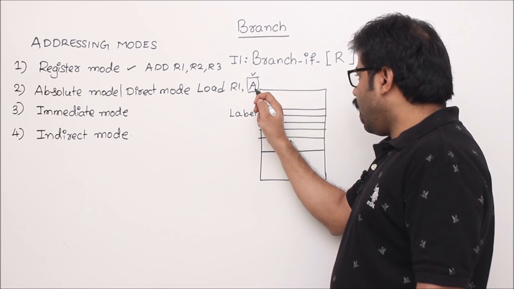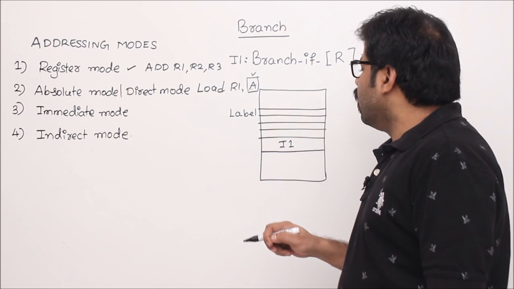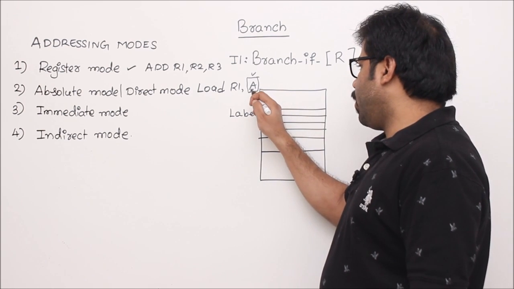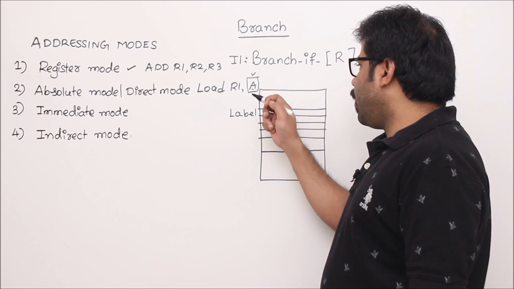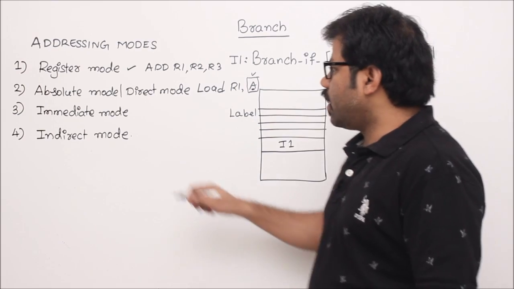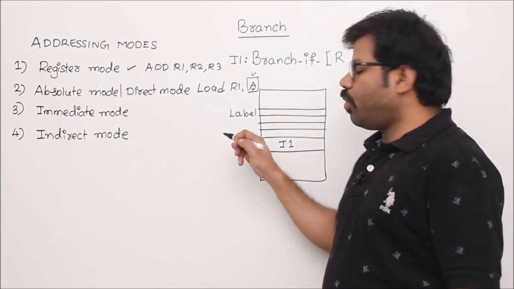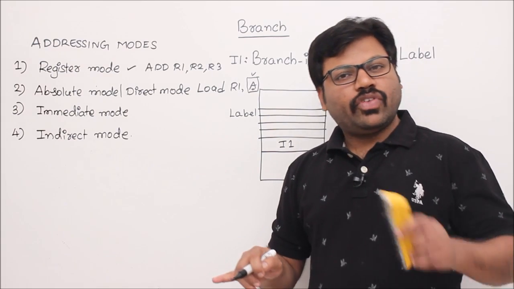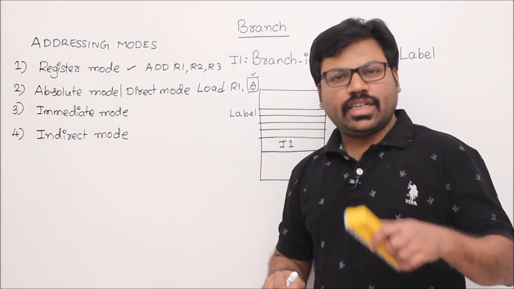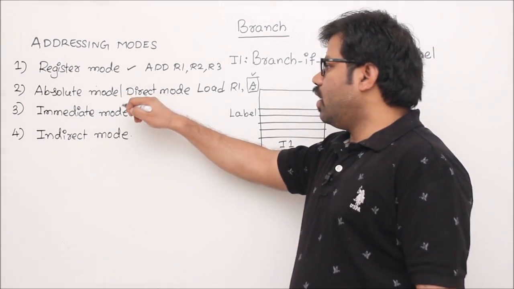So we'll ask, Mr. A, are you the operand? No. The value in A is the operand. That means A is not an operand. So to get the operand, we have to go to a memory address called A. That's why such kind of addressing mode is called absolute mode. In absolute mode, we provide one memory address, and if you go to that memory address, we get the operand. Such kind of addressing mode is called absolute mode or direct mode.